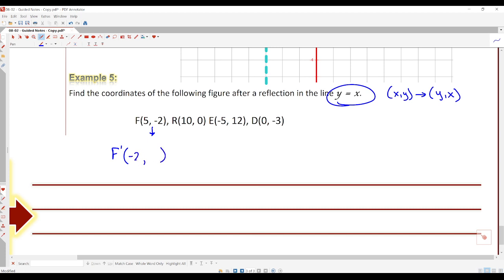Matt? -2, 5. Perfect. What would R prime be if you just switched the x and y coordinates? 0, 10. E prime is going to be 12, -5. And D prime is -3, 0.